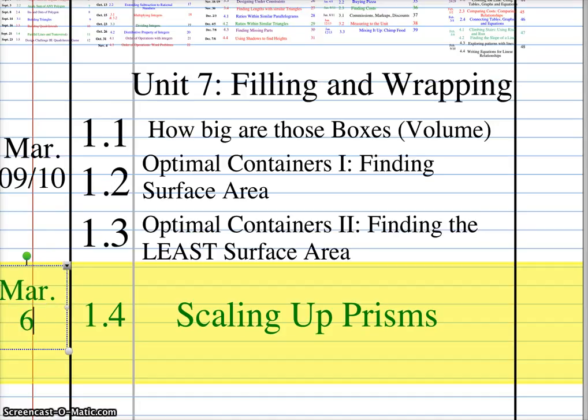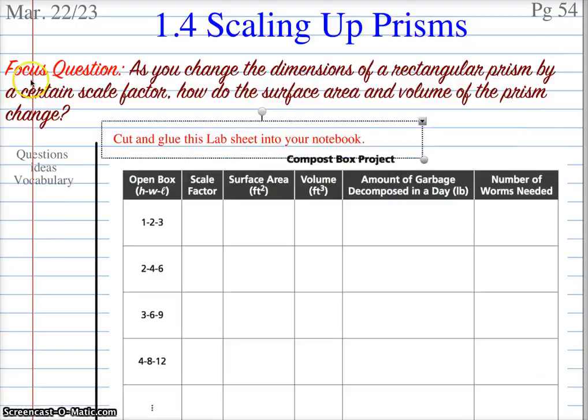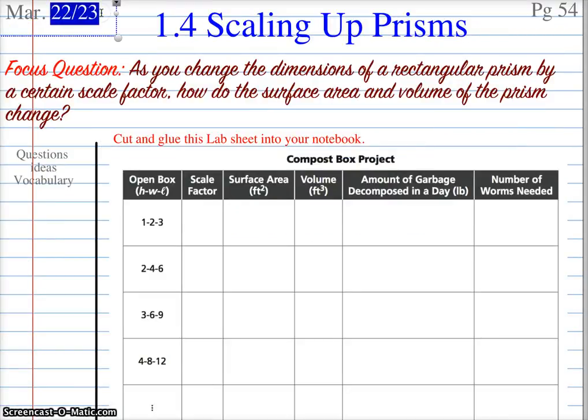There you go. All right, so here is your title and your focus question, and we are not on page 54. So how, as you change the dimensions of a rectangular prism by a certain scale factor, how do the surface area and volume of that prism change?